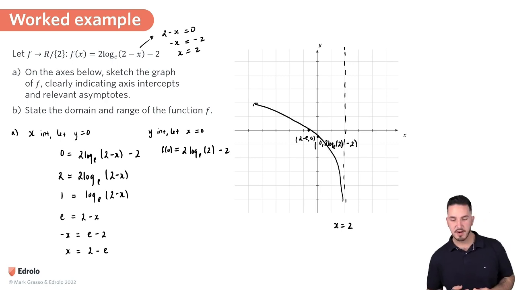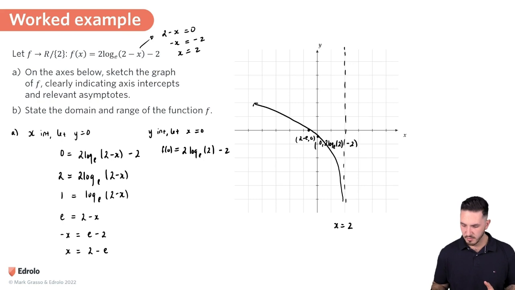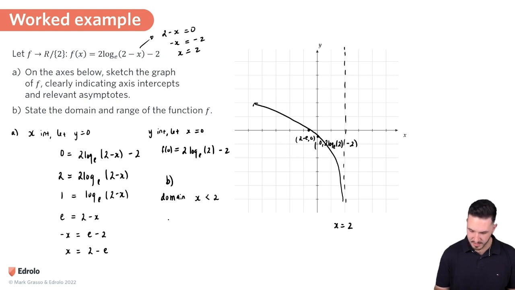Now the domain and range of this function, for part B. Because of the reflection, x never passes 2. So our domain will be where x is less than 2. And our range, because there is no restriction on the domain, will just be where f of x is an element of all real numbers.